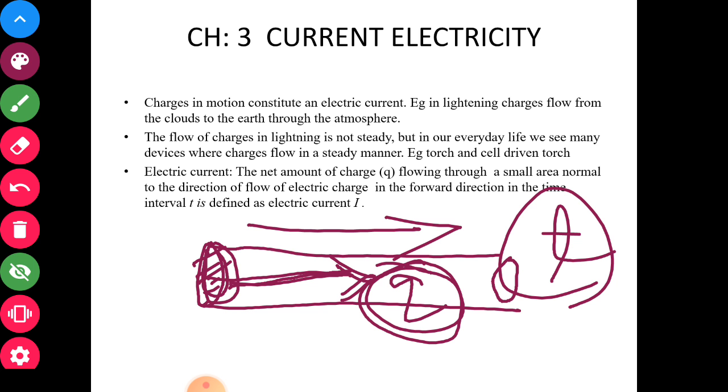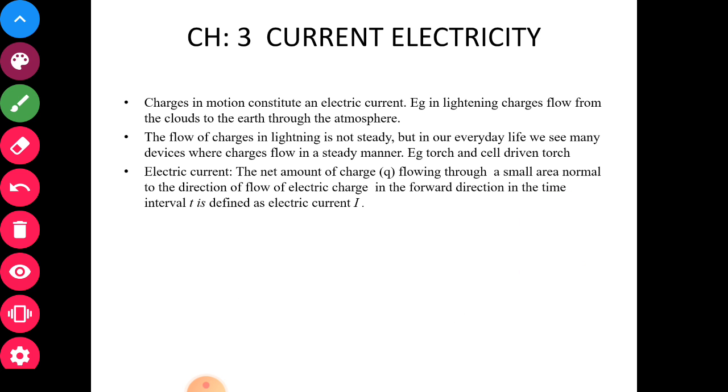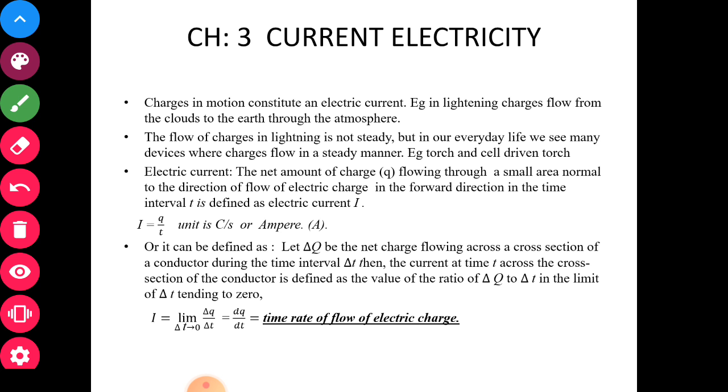So charge in unit time is defined as electric current, or we can say the current I is given by charge upon time, that is Q upon t, which has its unit coulomb per second, because charge is measured in coulomb and time is in second. This unit is called the ampere. We can define it in a different way.